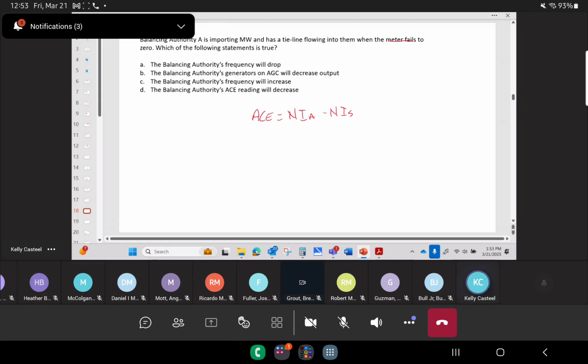So we had a couple of responses here about Balancing Authority's frequency will drop. No. And that's another clue too. It says the Balancing Authority's frequency will drop. Well, frequency is an interconnection-wide measurement. So that's another clue that that's not going to be a correct answer. Balancing Authority's frequency will increase. Okay, so I'm going to basically eliminate those. Really what the question is asking is, how is that going to impact your ACE? Okay, so we can just make up some numbers and plug in there.